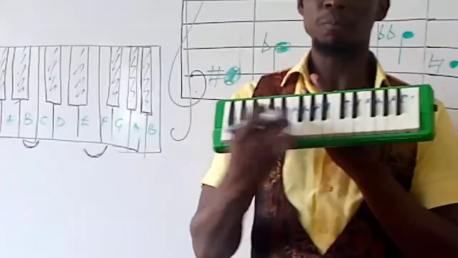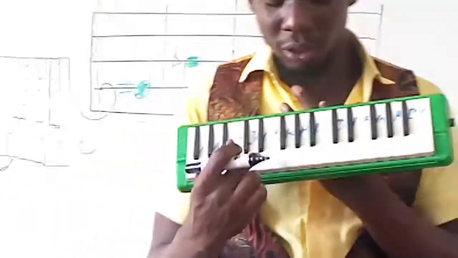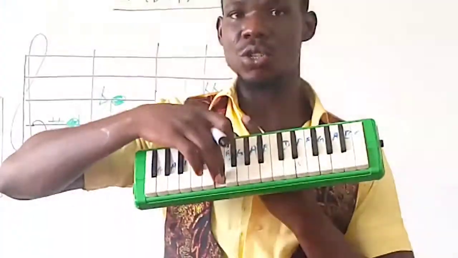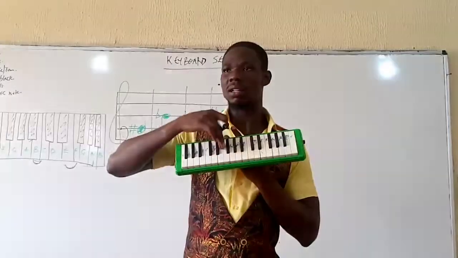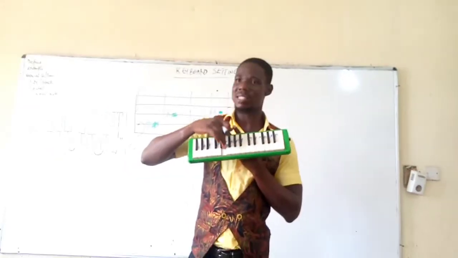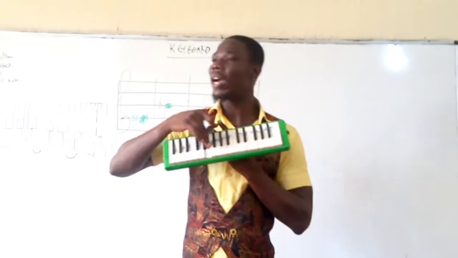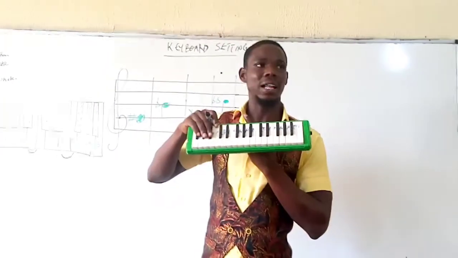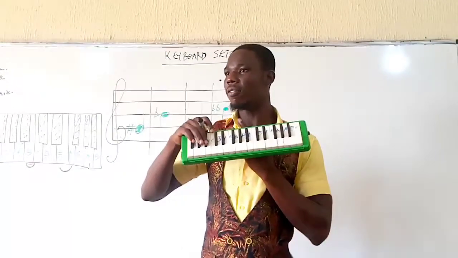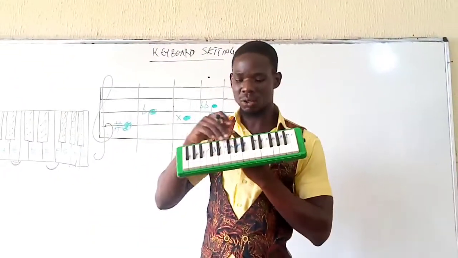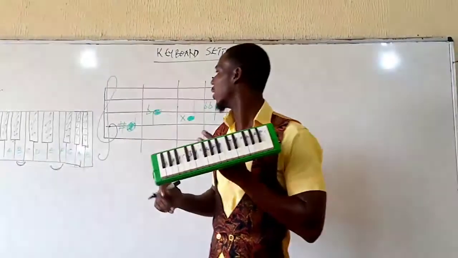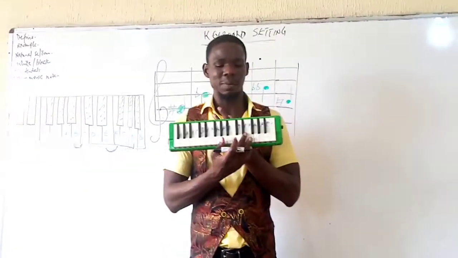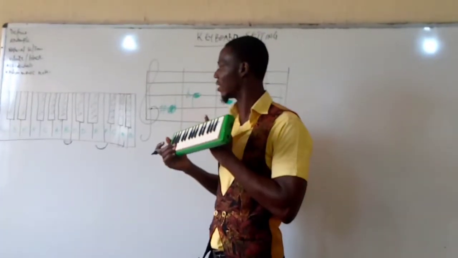Now back to the keyboard. On the keyboard, or this one I'm holding in my hands here, the white key is known as the natural note. Then the black keys are known as the sharp or flat. You'll get to understand this better when we start treating accidentals.